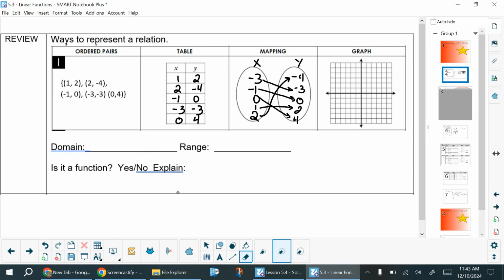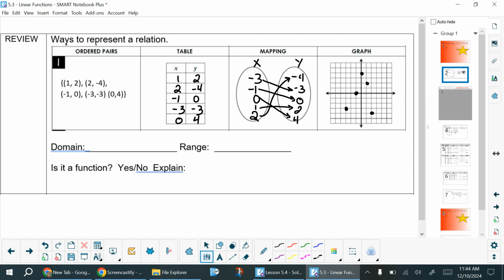Then I'm going to go ahead and graph all of those points. So I'm going to just graph the points. 1, 2 is there. 2, -4 is there. -1, 0. -3, -3. 0, 4.